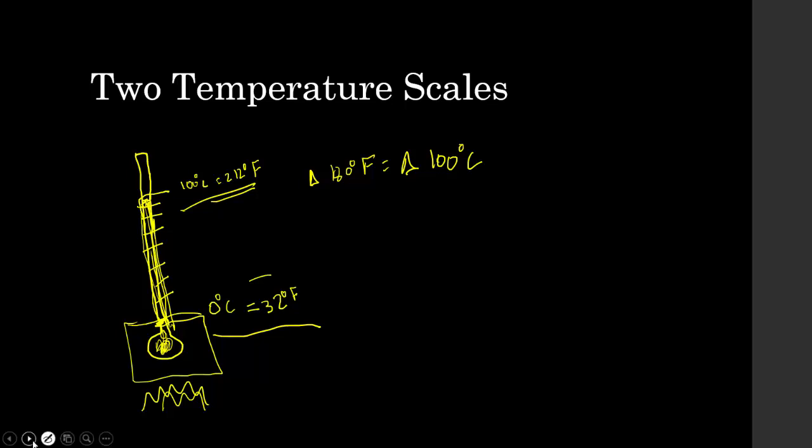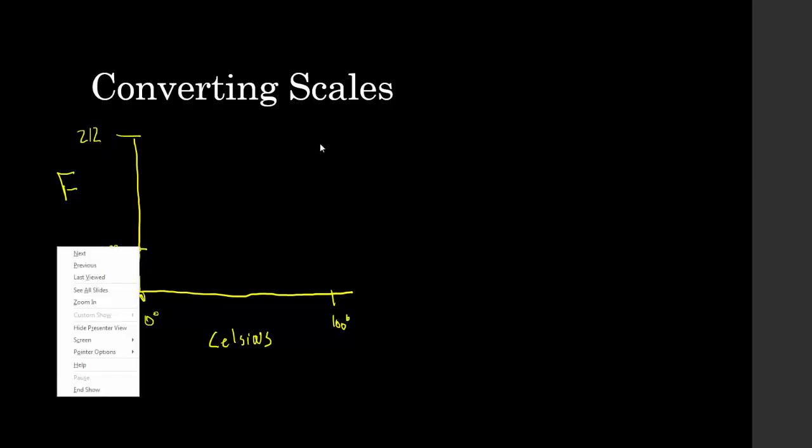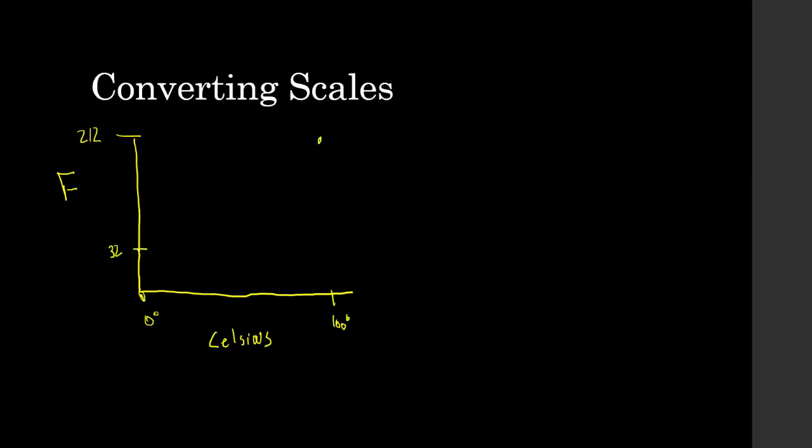So we have multiple temperature scales, we need to be able to convert between them. To do that, an easy thing to do is just create a graph and find our commonalities. So down here, I'm going to put Celsius. And I'm just going to list Celsius from here's 0 degrees, here's 100 degrees. And over here I'm going to put Fahrenheit. And I'm going to start at 32 and I'm going to go to 212. Now 0 and 32 are the same. There's a point. And 100 and 212 are the same.